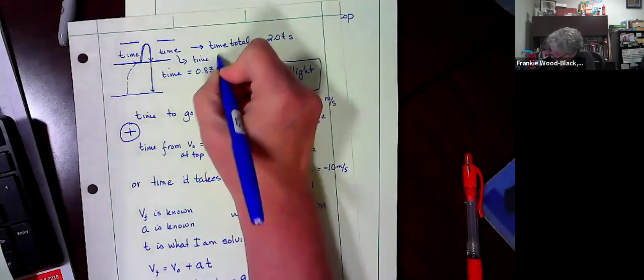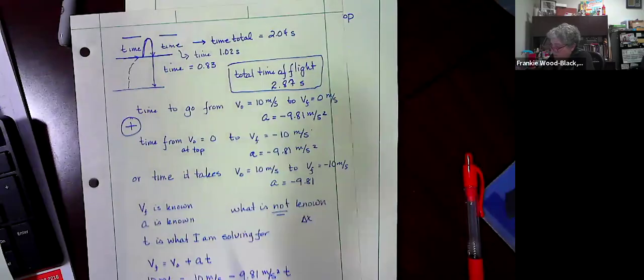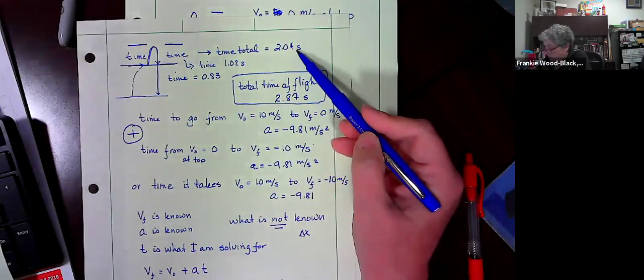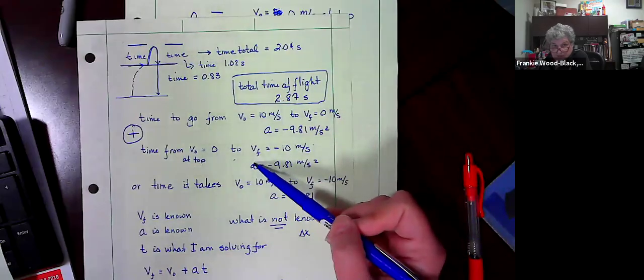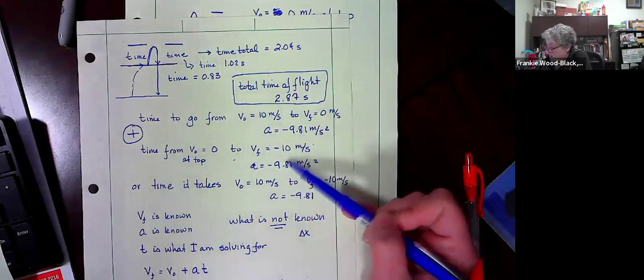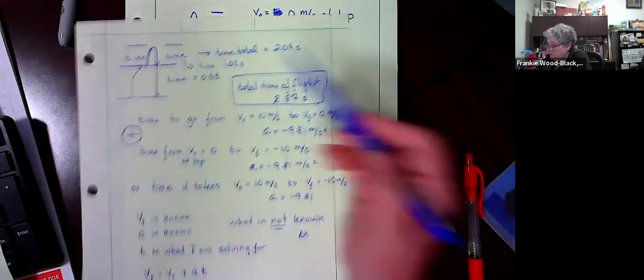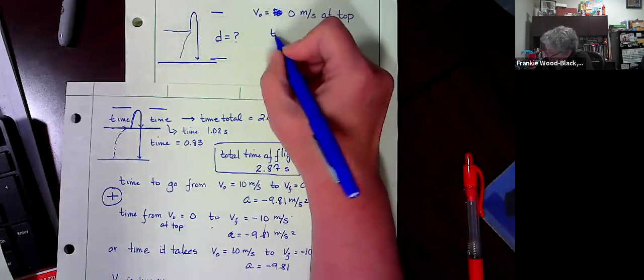That time is going to be 1.02 seconds. You can do that two ways. One is we found what the total time was, or we can go ahead and solve it for this. If we solve it for this, we're going to get the 1.02 seconds. So we know the total time it takes to fall.